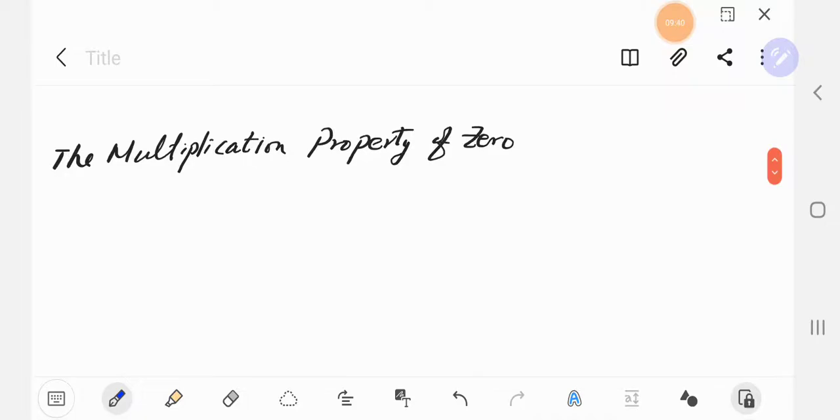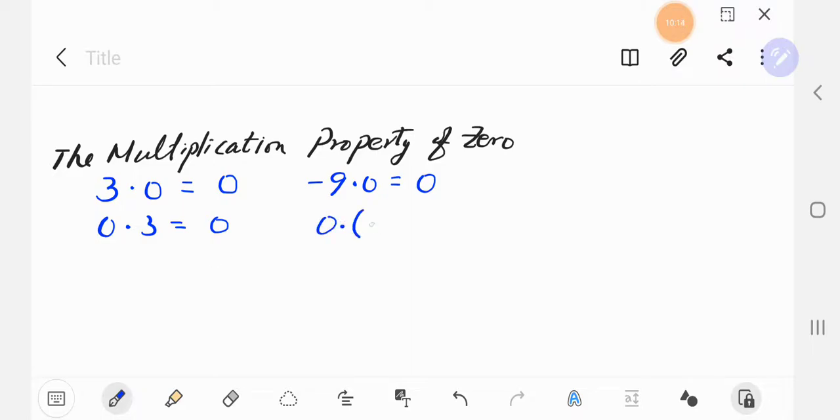Okay, the multiplication property of 0. You have a number, and this number is multiplied by 0. Then the result is always 0. So whenever you multiply a number by 0, the result is 0. How about 0 times a number? Still 0, right? This is different from 3 plus 0. This is multiplication. Okay, how about a negative number? If negative 9 is multiplied by 0, then the result is 0.